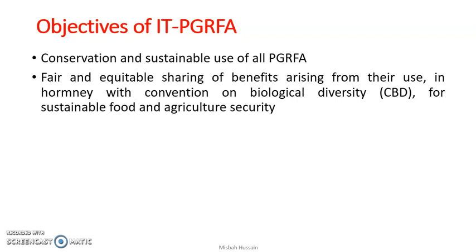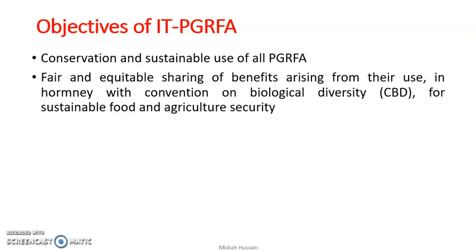The main objective of the International Treaty on Plant Genetic Resources for Food and Agriculture was the conservation and sustainable use of plant genetic resources for food and agriculture, and secondly, the fair and equitable sharing of benefits arising from their use. And this treaty was working in harmony with the Convention on Biological Diversity for sustainable food and agriculture security. You can also find my lecture on Convention on Biological Diversity in my previous videos.